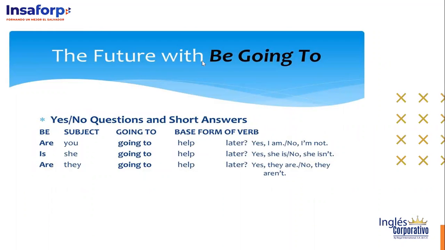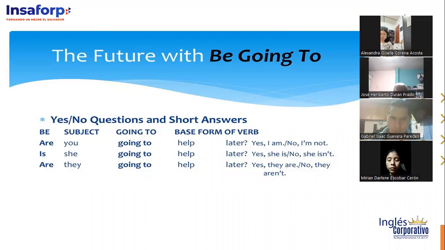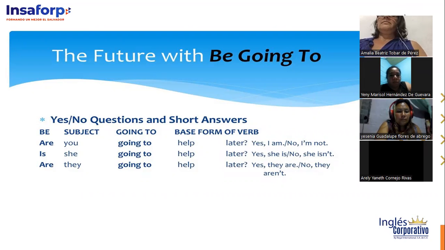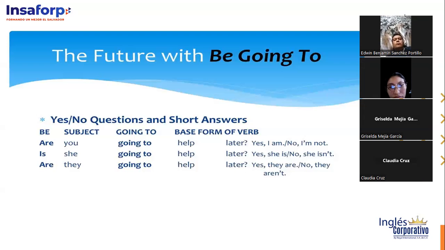Here you have the future with going to, yes, no questions. For example, read the first example, please, Nelson. Are you going to help later? Yes, I am. No, I'm not. Thank you. Continue, please. Jenny, second example. Is she going to help later? Yes, she is. No, she isn't.